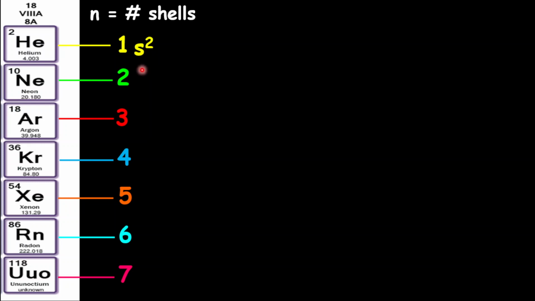All right. Now for neon, we have more than 1 shell, so therefore we can start to have our p orbitals. And so therefore here we're going to have 2p6. And the point to note is that the p orbital holds a maximum of 6 electrons.